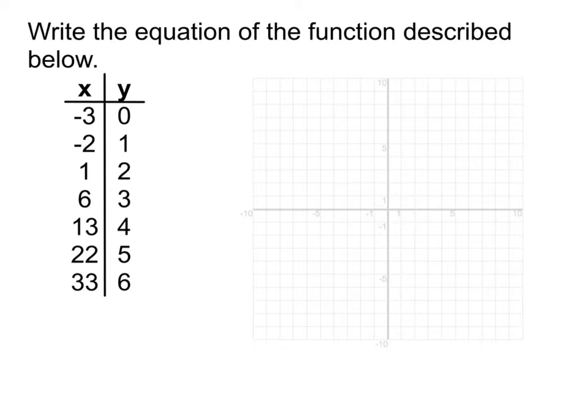Alright, so for this table, again, I look down my x's, and I see, am I going up by the same thing every time? So like from negative 3 to negative 2, that's going by 1. From negative 2 up to 1, that's by 3. 1 to 6, that's 5. Okay, so we're not going up by the same thing every time. Whenever I see that I'm going up by something different every time, that makes me think of square root.